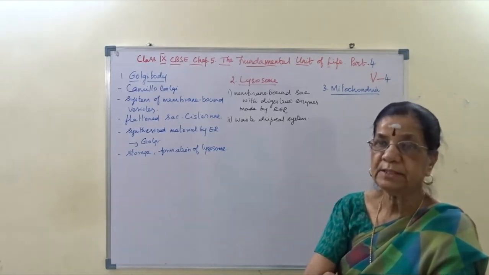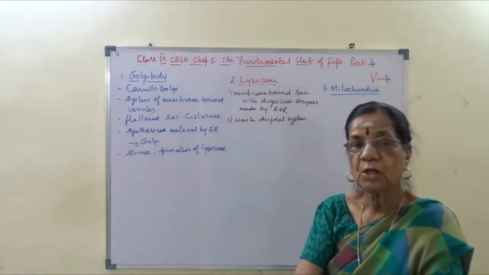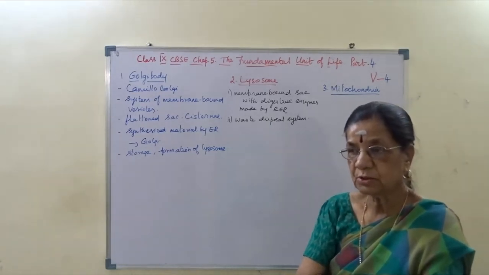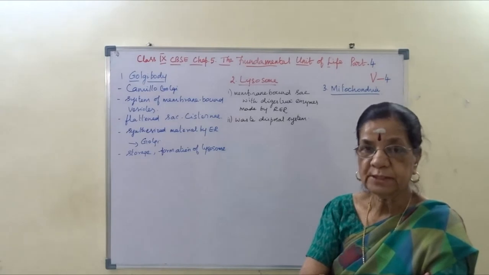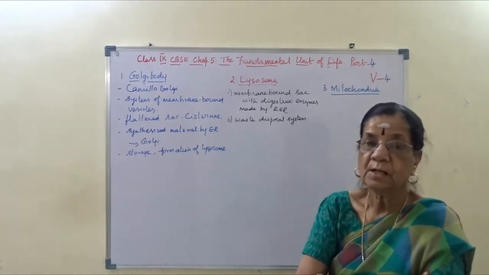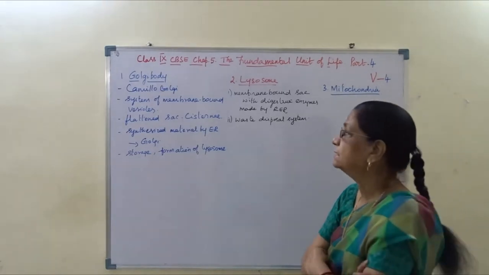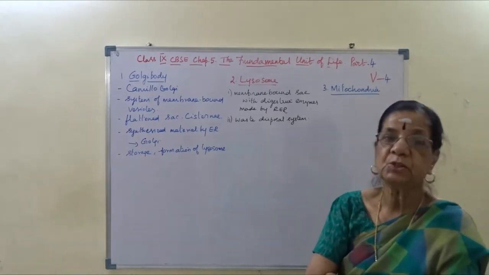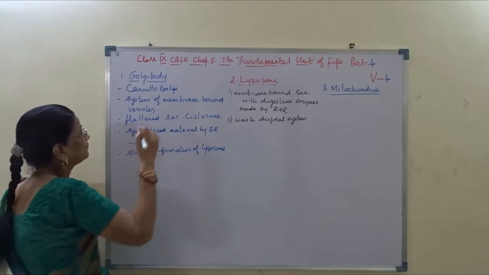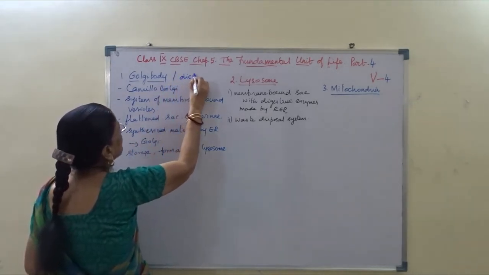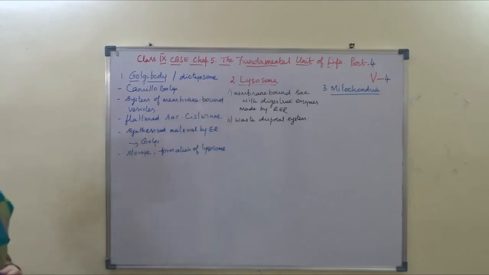The Golgi body in the plant cell is called dictyosome. Normally the Golgi body is also known as the Golgi complex and Golgi apparatus. So Golgi complex, Golgi body and Golgi apparatus are all one and the same. And in the plant cell, it is known as dictyosome. See the spelling, dictyosome. I hope you understand.